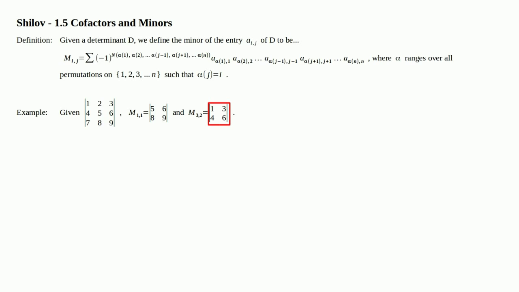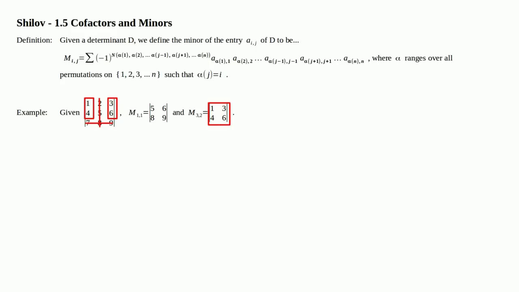Moving on to the other one, the determinant 1, 3, 4, 6. How do we get that? Well, i is 3 and j is 2. So we cross off the third row, second column. And what's left is what comprises the minor. That is 1, 3, 4, and 6.